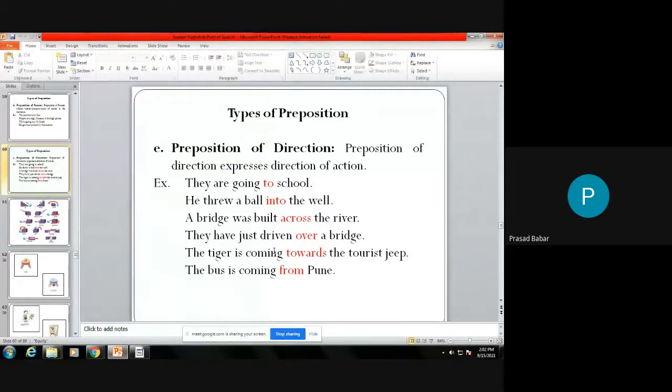See the next example then. The tiger is coming towards the tourist jeep. So here towards shows the direction of the tiger. In what direction is that tiger coming? That tiger is coming towards the jeep.